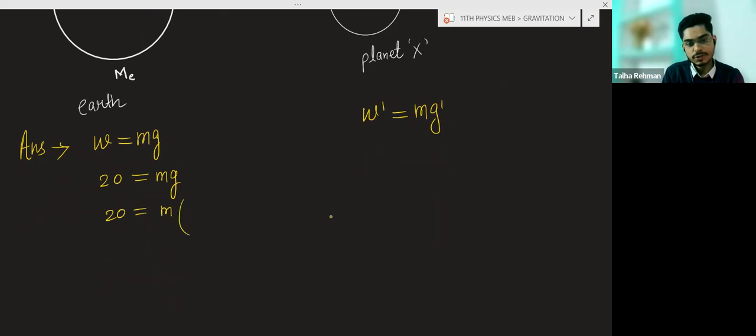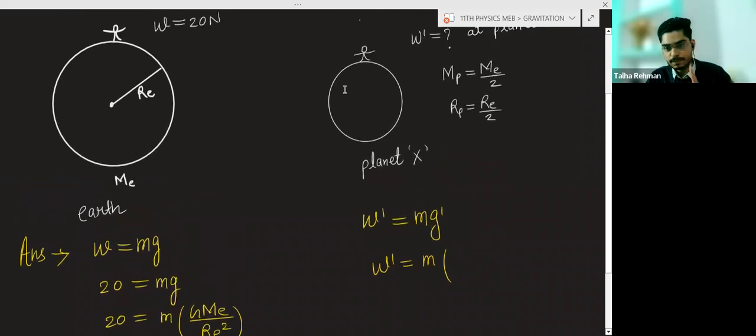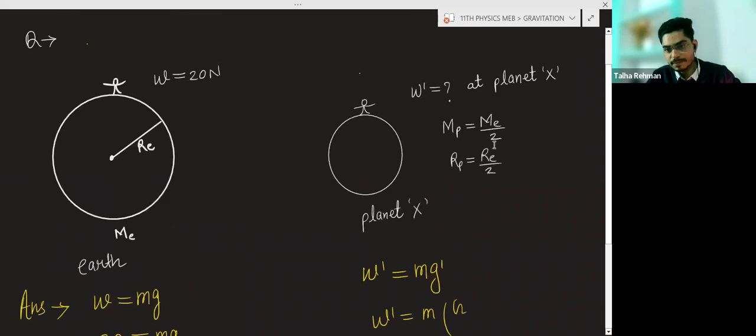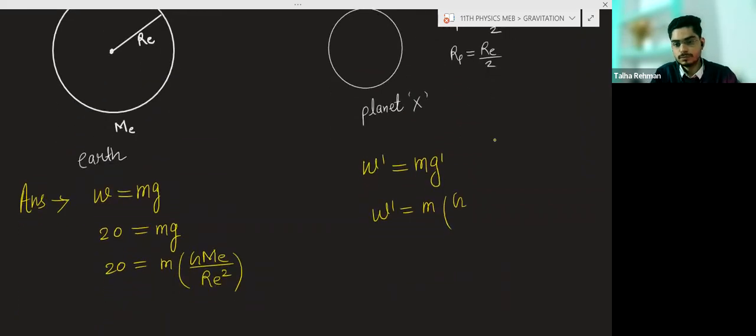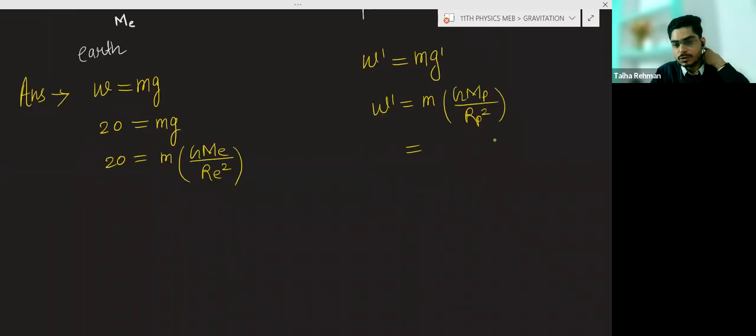So this will be 20 is equal to m, and the value of g in case of Earth is G into mass of the Earth divided by radius of Earth square. W dash is equal to m, and what will you write for g dash? G into mass of this planet, which is ME by 2, divided by radius of the planet square. First you write this, then put the values.